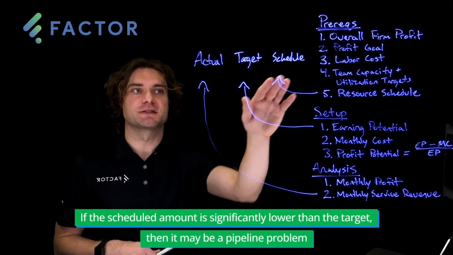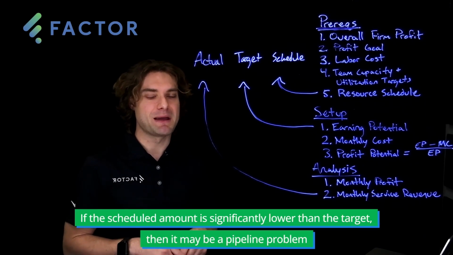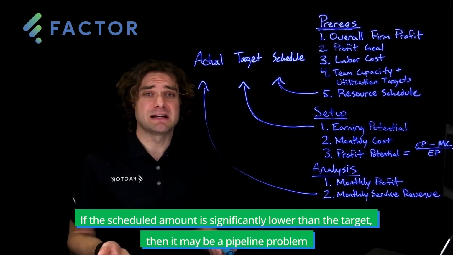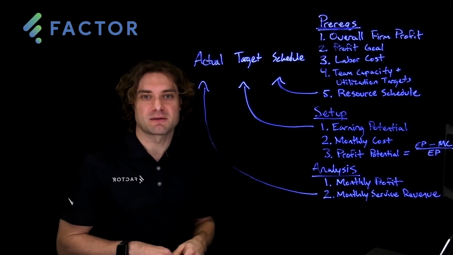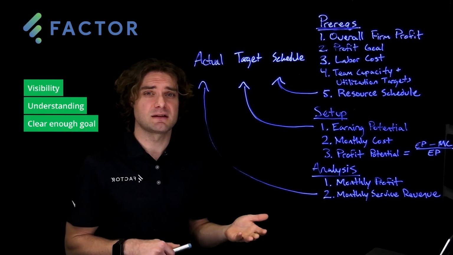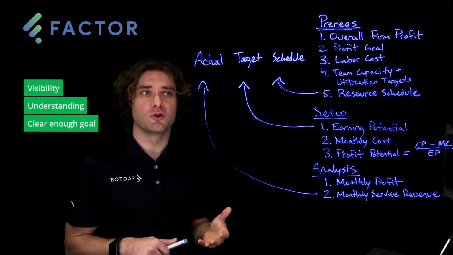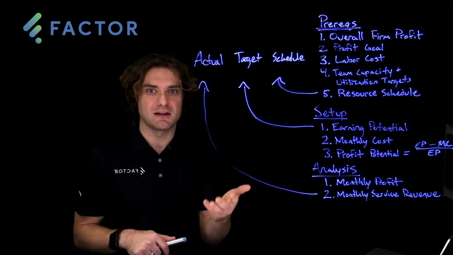Now, if the scheduled amount is significantly lower than the target, then it may be a pipeline problem. You may simply not have the work to schedule people to, or you might have a project management problem where your project managers don't have visibility, understanding, or a clear enough goal that they should be scheduling to, and just simply are not scheduling people to hit your targets.